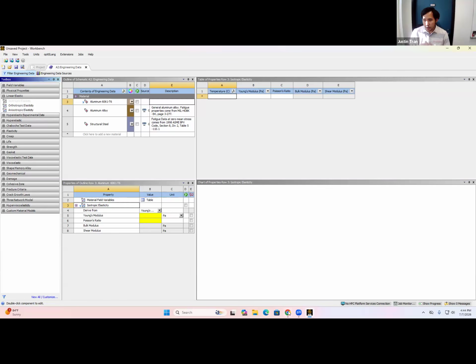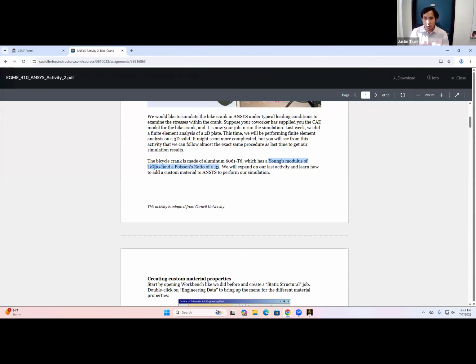So let's start with the Young's modulus. The Young's modulus is given to us as 1 times 10 to the 7th psi. Be careful of the units here. Remember, the Young's modulus is given to us in psi, so let's make sure our units are going to match that.